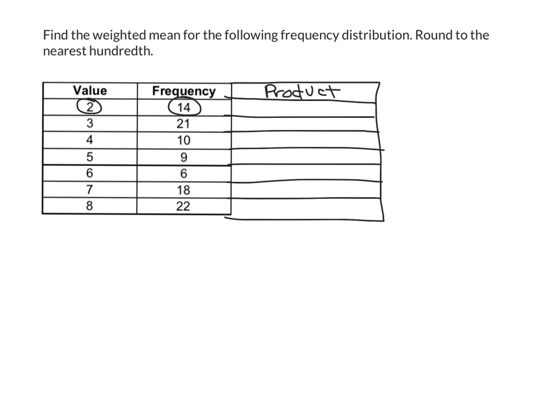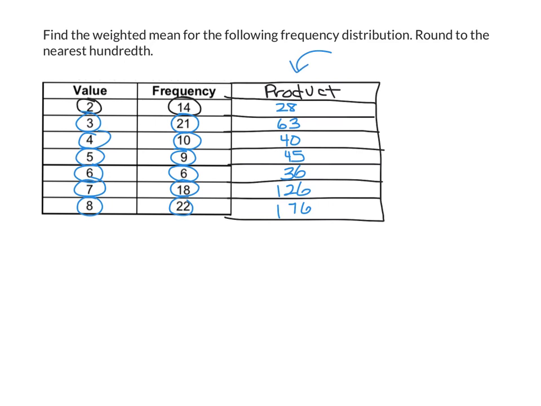So 2 times 14 is 28. 3 times 21 is 63. 4 times 10 is 40. 5 times 9 is 45. 6 times 6 is 36. 7 times 18 is 126. And 8 times 22 is 176. So that was my first step, to multiply all of those values together to get the product column.